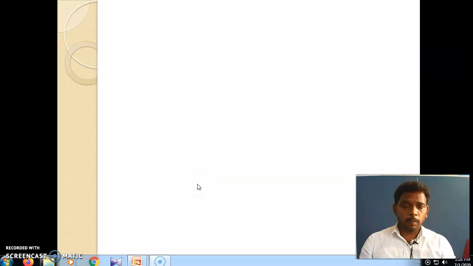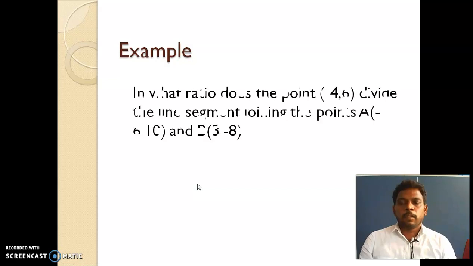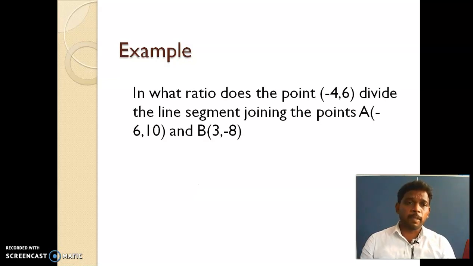Let us continue the slides now. So look at the next question. So next example, in what ratio does the point (-4, 6) divide the line segment joining the points A(-6, 10) and B(3, -8)? So that is different from the previous one.